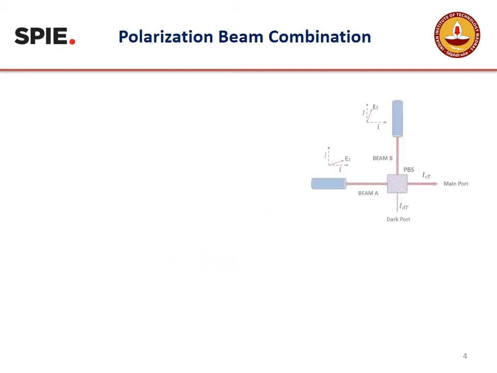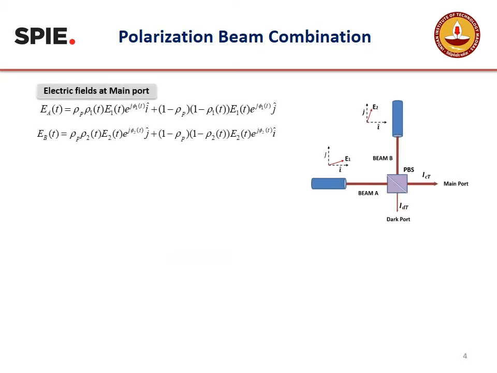For calculating the intensity coming to each port, we will first consider the electric fields coming to each port. Here A(t) and B(t) are the fields coming to the main port, where rho_p represents the polarization extinction ratio of the beam splitter, and rho_1(t) and rho_2(t) represent the polarization extinction ratio of the incoming beams. Phi_1(t) and phi_2(t) are the phase of each arm.